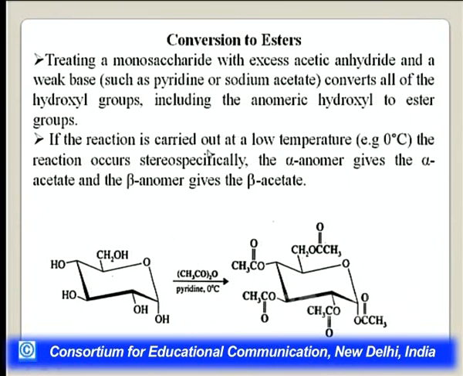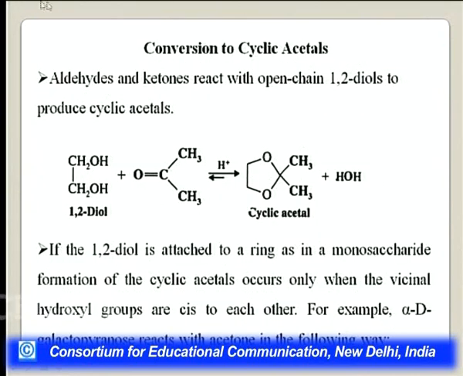And if the reaction is carried out at low temperature, for example 0 degrees Celsius, the reaction occurs stereospecifically, meaning only the alpha anomer gives the alpha acetate and the beta anomer gives the beta acetate.